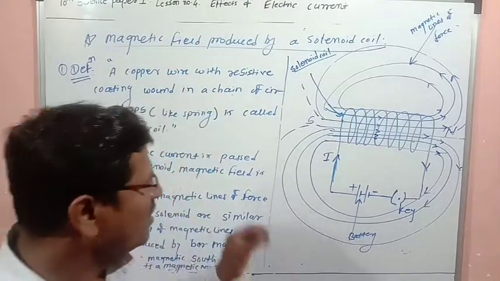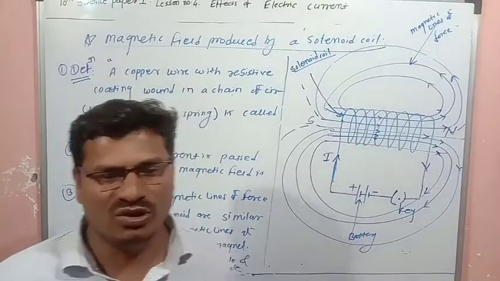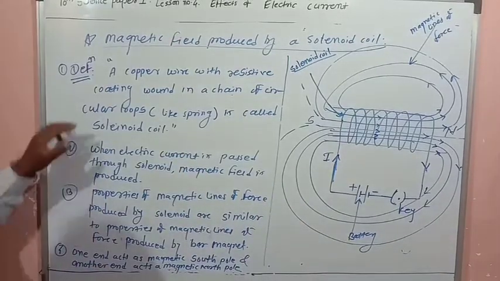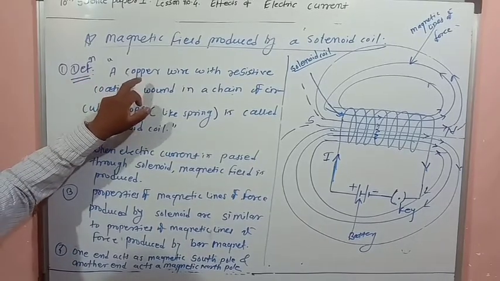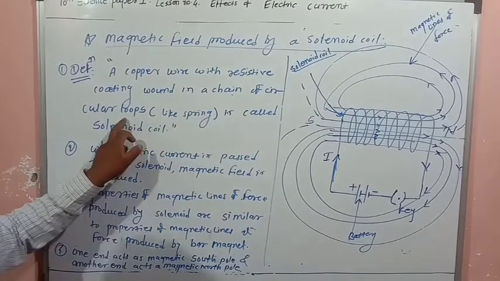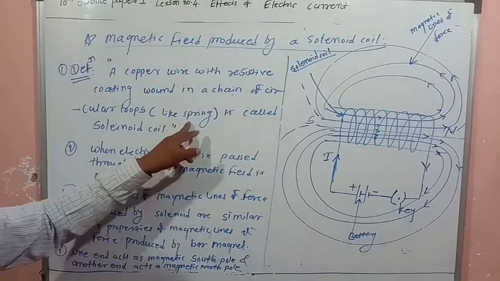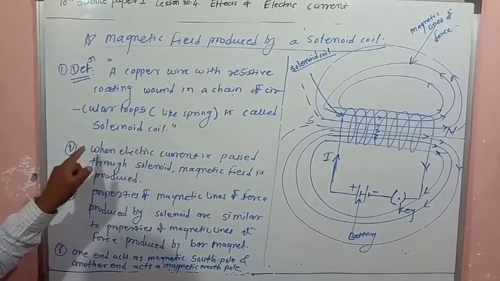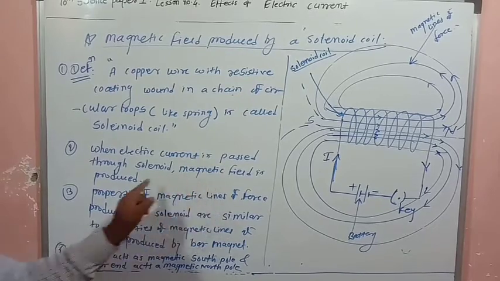So after this, again 2 points remain, and those 2 points we are going to write. So what are the points? First one is the definition: copper wire with resistive coating wound in a chain of circular loops, which looks like a spring, is called a solenoid coil. And when electric current is passed through the solenoid coil, a magnetic field is produced.